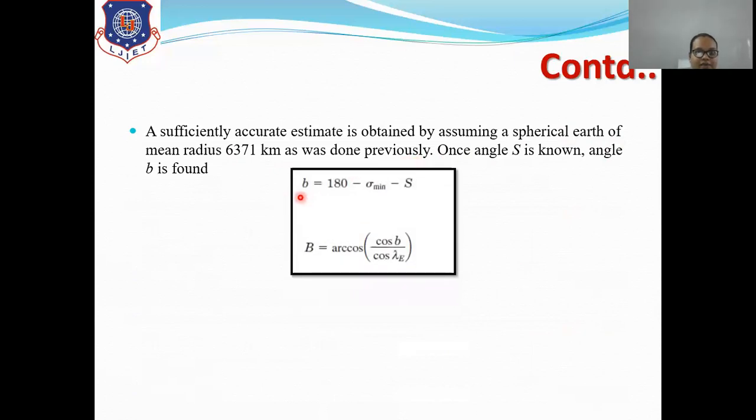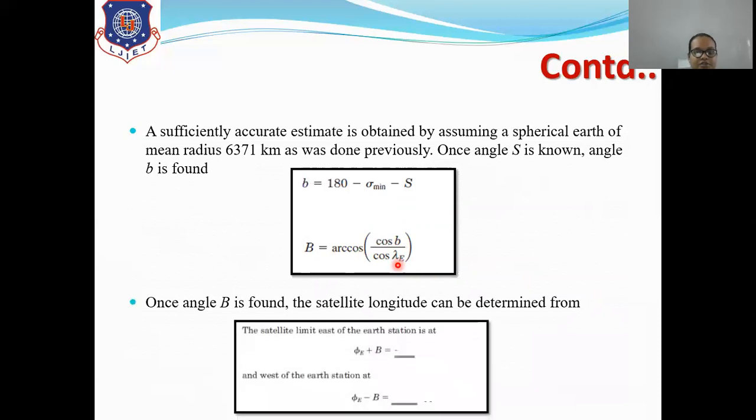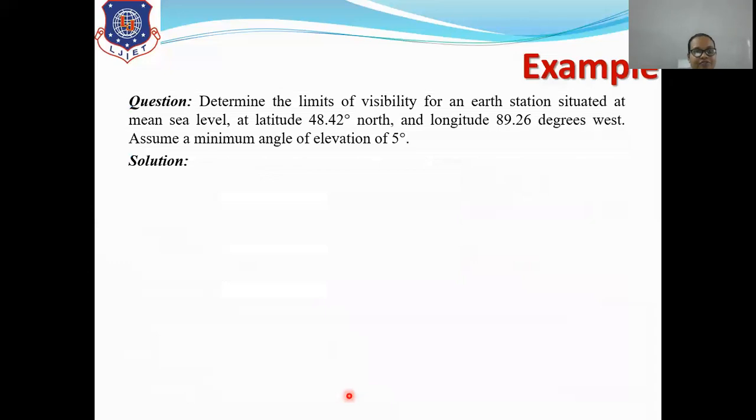How can we find it out? So, b is equal to 180 minus sigma minimum minus S, from the planar triangle which we have done in the polar mount antenna. And capital B, from the equation of antenna look angles, is cos inverse of cos b by cos lambda E. Substitute both of these. Once B is found, the Earth station satellite longitude can be determined, that is phi E plus B when the satellite limit is east of the Earth station, and when it is west of the Earth station, that is equal to phi E minus B. Clear? Now, based on this, we will see one example based on limits of visibility.